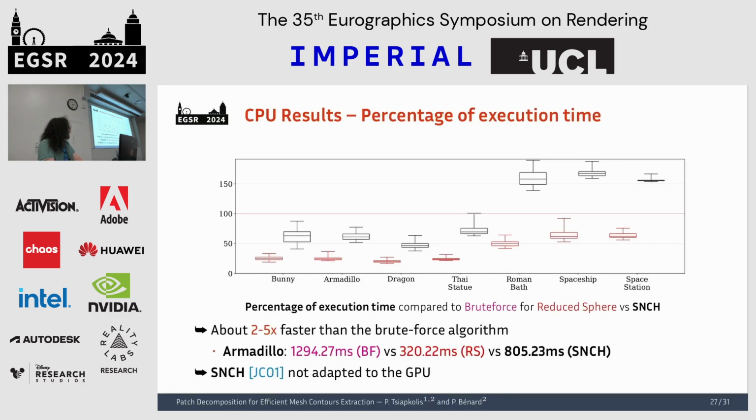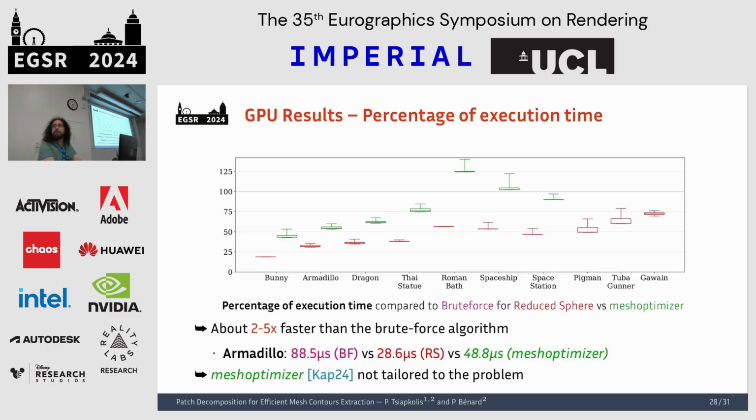And when we go to the GPU this time, compared to Mesh Optimizer, once again, we find out that we are getting better results. Once again, about 2 to 5 times faster than brute force for our method. However, you can see that Mesh Optimizer is not really tailored to that problem. They reason in faces for starters and not edges, which means that the patches are not always the best for this task, and this highlights the need to have a specific algorithm.